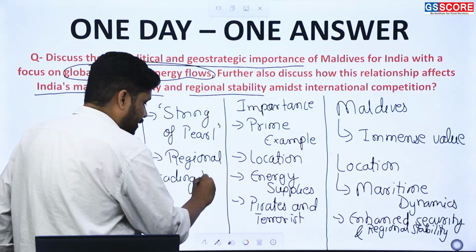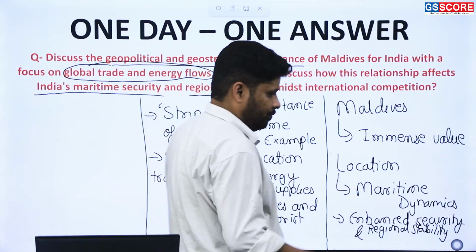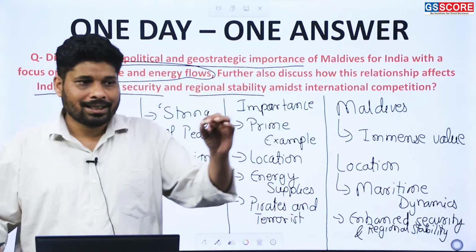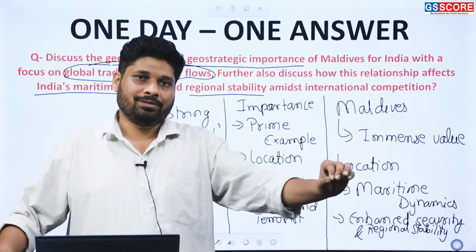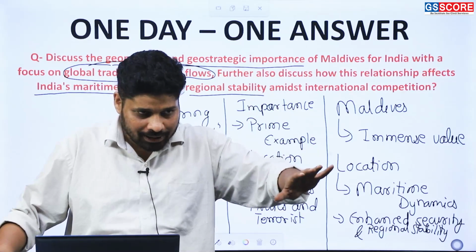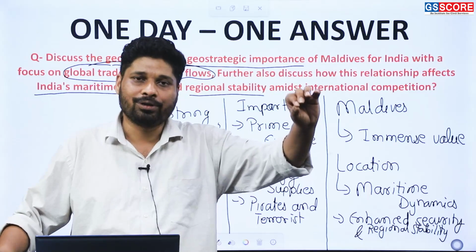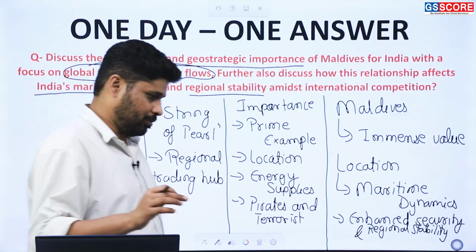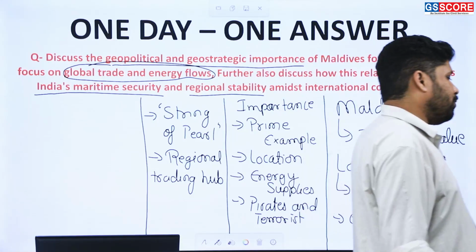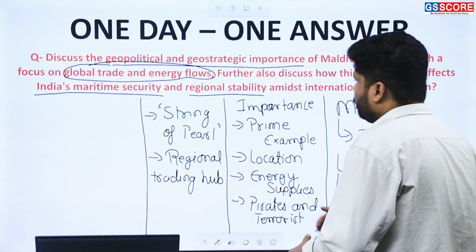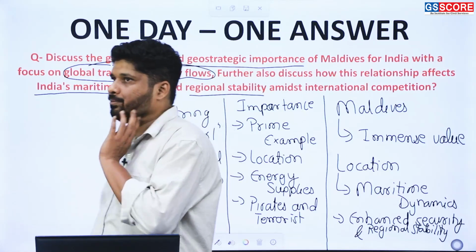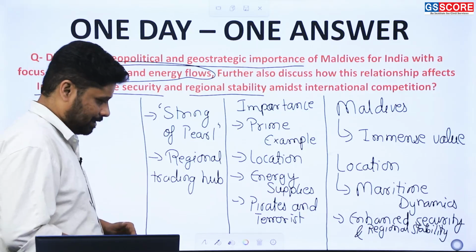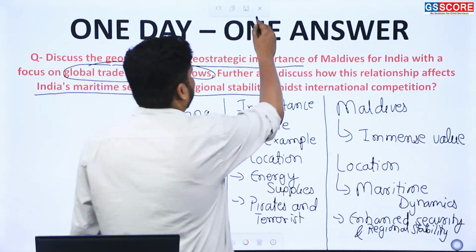Regional trading hub, which will of course help us economically. Now, geopolitics and geostrategy include economy. Hence, I say do not think about it only from the point of view of security. Now, taking into consideration how this relation can impact India's maritime security and regional stability, what will be the points included?